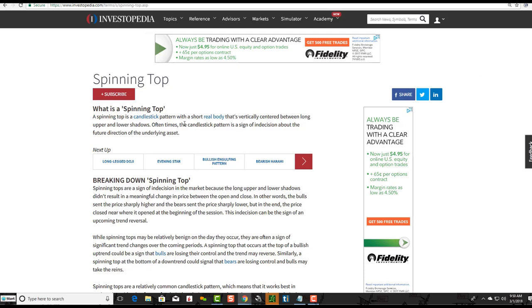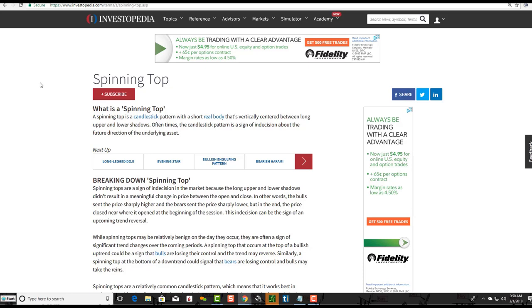You're looking for these spinning tops either at the top of a trend for a potential reversal downwards, or at the bottom of a trend. So let me rephrase that again. At the top of a trend, you'll start to see these as a potential reversal, or at the bottom of a trend as a sign of reversal as well. They also trade sideways, of course, as well.